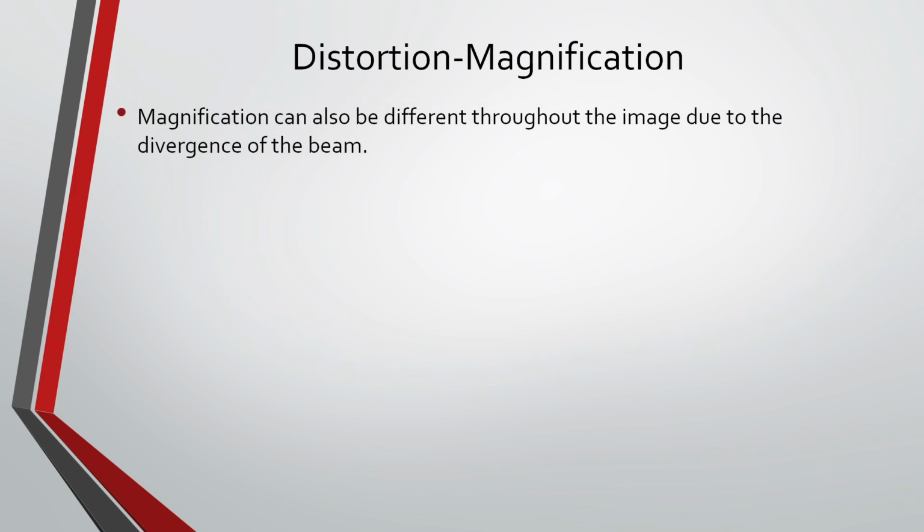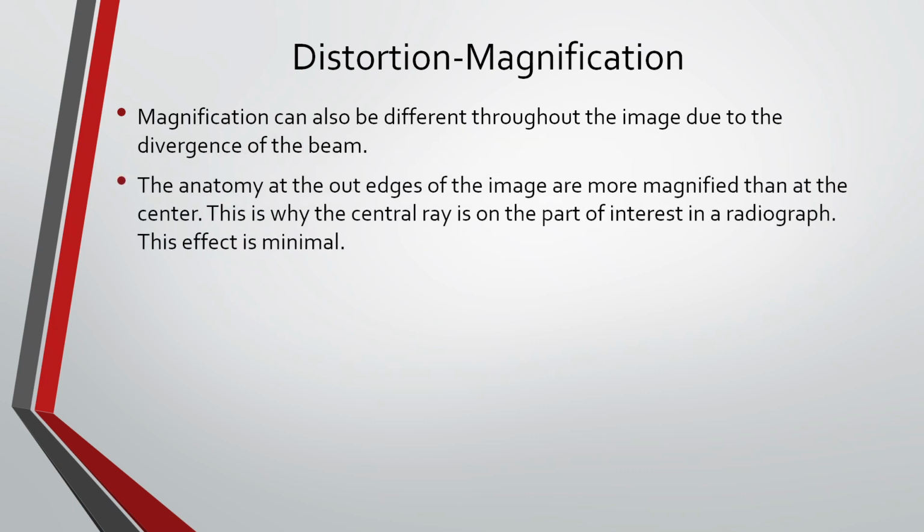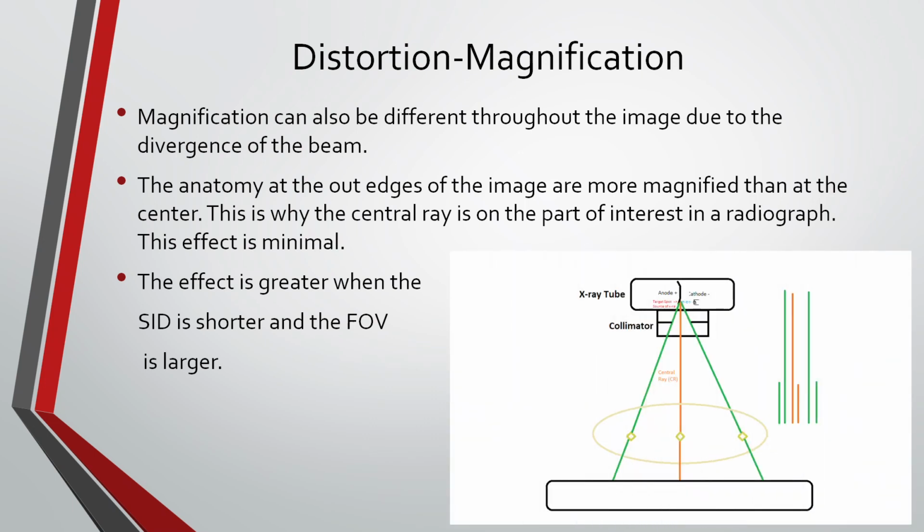So continuing on, magnification can also be different throughout the image due to the divergence of the beam. Okay, the anatomy at the outer edges of the image can be more magnified than in the center. This is why the central ray is on the central part of interest. Okay, the effect of this is really minimal. The effect is greater when the SID is shorter and the field of view is larger. But overall this effect is minimal. This topic will be further discussed in the advanced topics of radiology playlist.